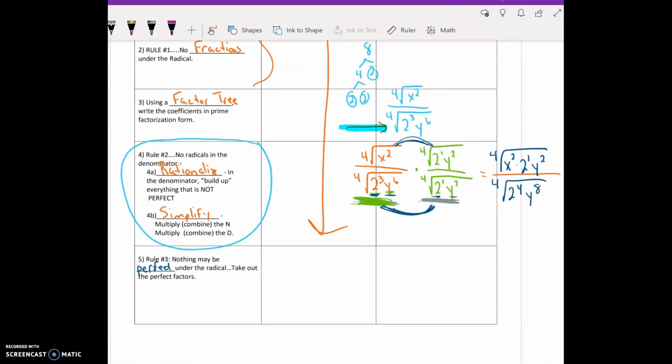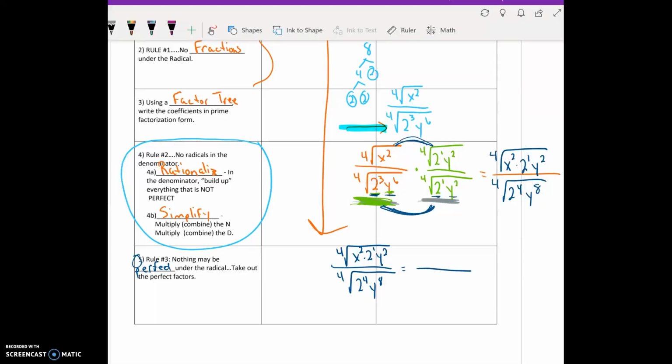So what I'm going to do now is finally deal with my rule number 3 that says nothing may be perfect under the radical. So I'm going to take this problem. I'm going to rewrite it. I wouldn't normally rewrite it. And anything that's perfect is going to come out, and anything that's not perfect is going to stay in.